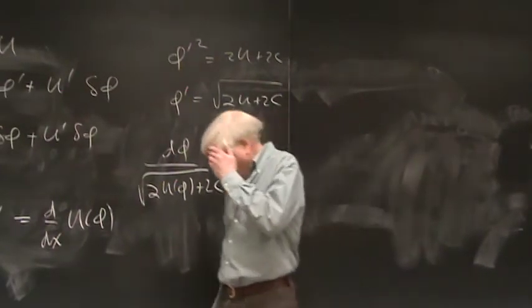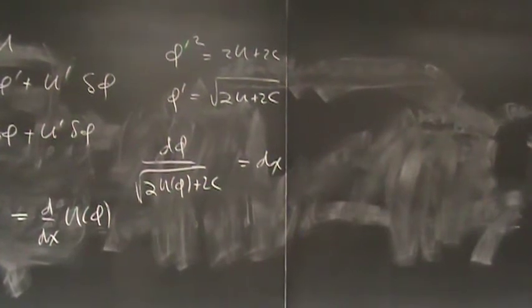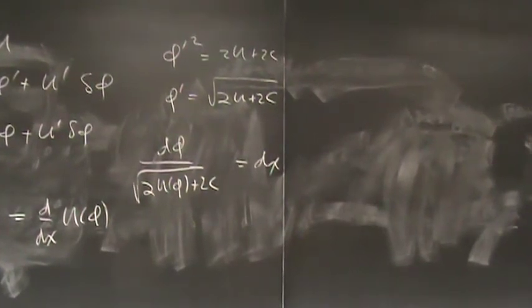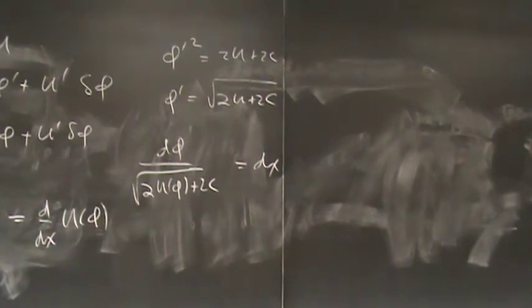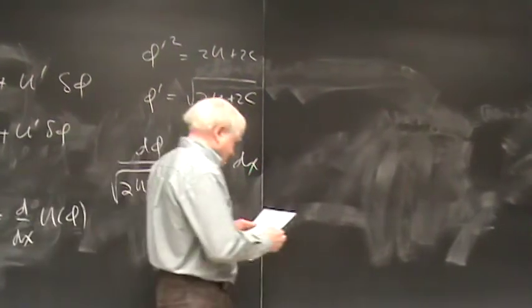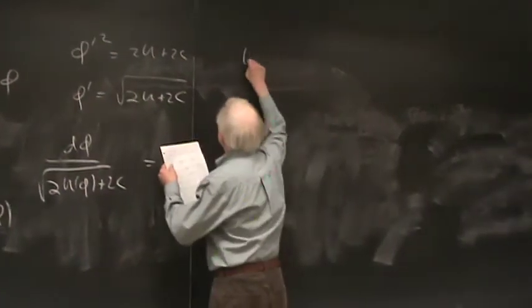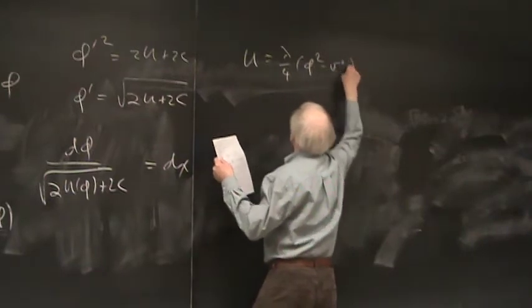I was doing one of these integrals last night, or the night before, and I pulled up Maple and I got some horrible thing involving two logs. I then went to Wolfram Alpha and it gave me exactly what I wanted. So let's look at the case where U is lambda over 4, (phi squared minus v squared) squared.